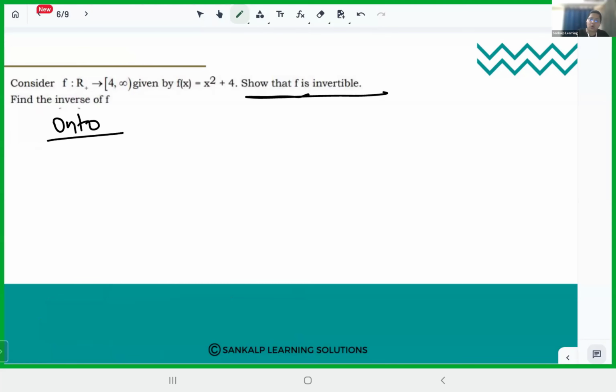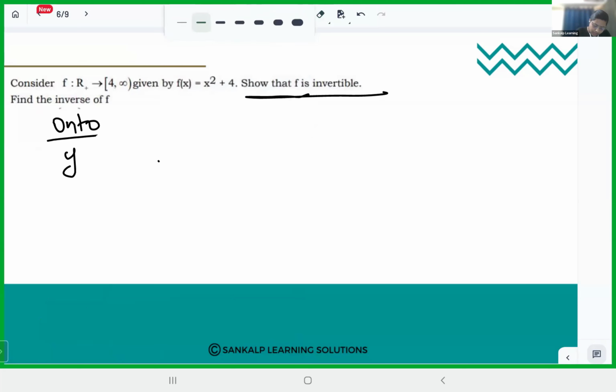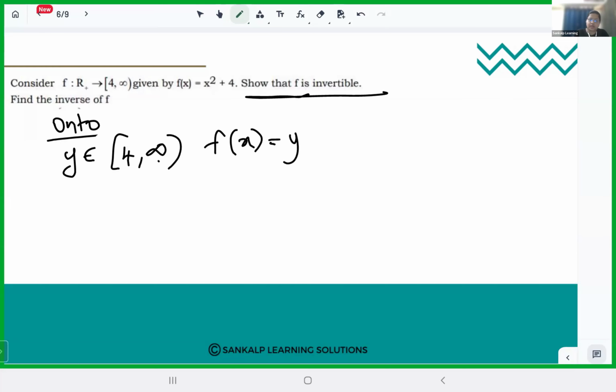So how will you prove it is an onto function? You have to randomly take an element from the codomain. Sorry, this is not the codomain. Our codomain is the closed interval [4, infinity). So I'm taking an element y that belongs to [4, infinity), such that f of x equals y.